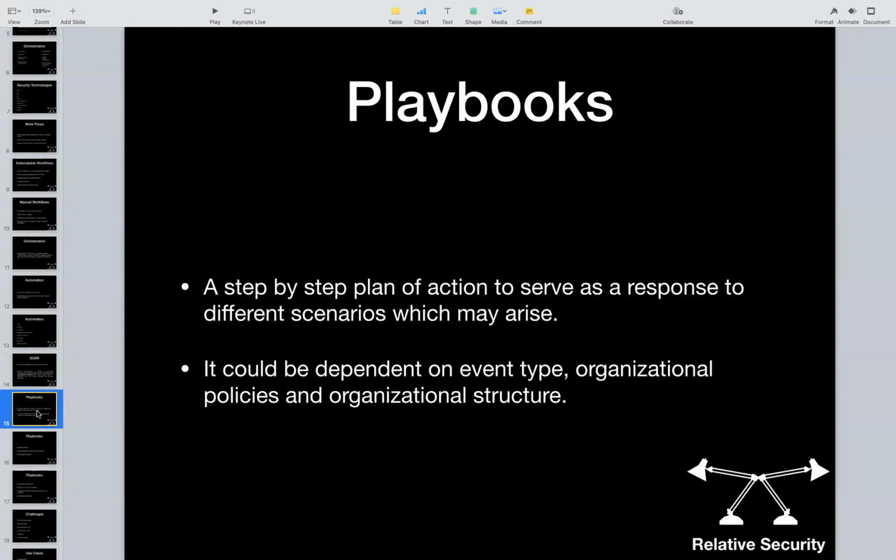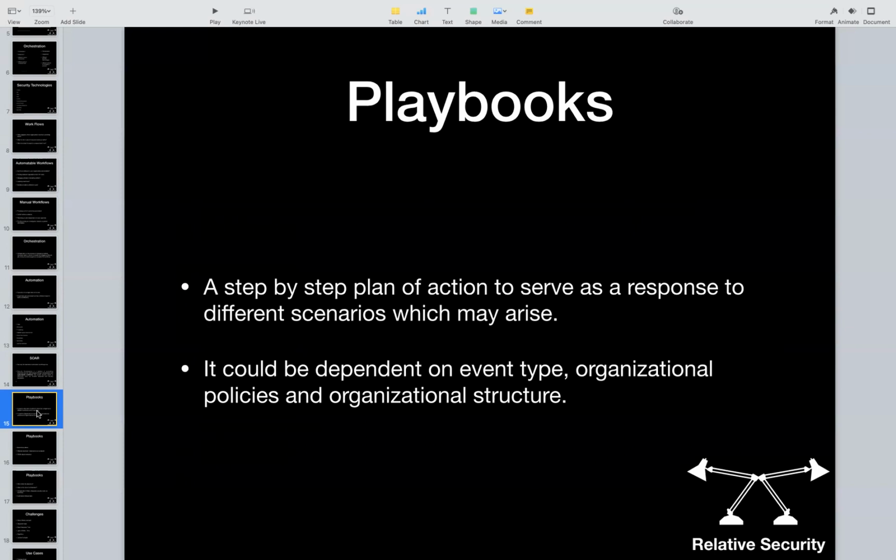The other organization may go one step further, and they may have their own defined solutions. They have their own steps that they want to carry out. So all these steps, according to your organization structure or policies, when these step by step plan of actions are defined, those are called the playbooks.